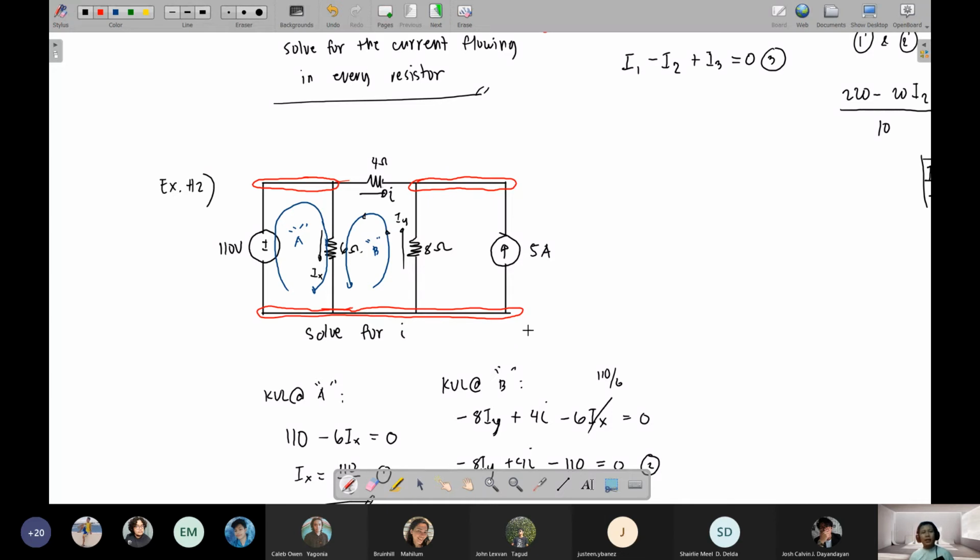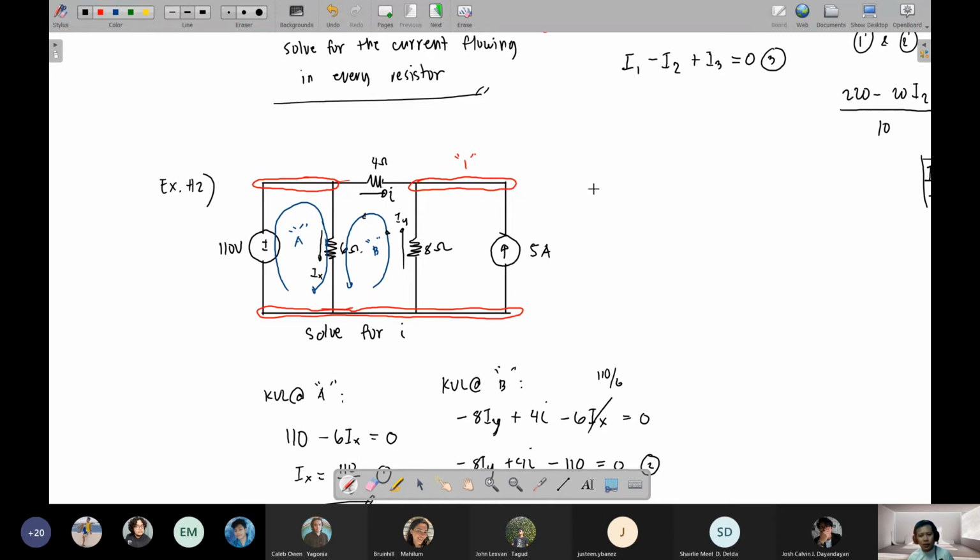So again, apply KCL to a node where there is no voltage source connected. So we cannot apply KCL here because there's a voltage source. Similarly, on this one below, because there's a voltage source connected. So the only remaining node that we can apply KCL is this one. And fortunately, we only need one more equation na lang. So let's call this node 1 lang gihapon, node 1.